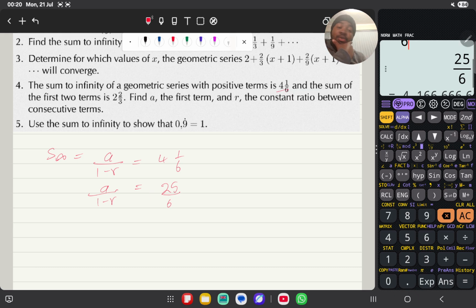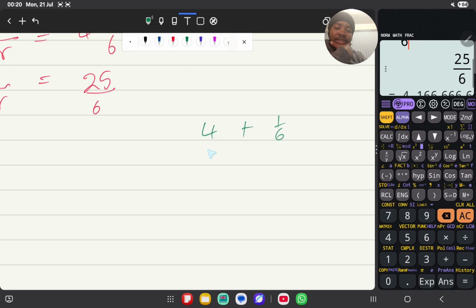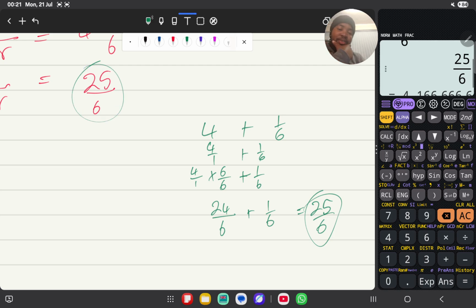But if you don't have your calculator, this is how you can neatly do it. This number is the same as 4 plus 1 over 6, right? Which is the same as 4 over 1 plus 1 over 6. You see the denominators are not the same, so we make them the same by multiplying 4 over 1 by 6 over 6, then plus 1 over 6. Here, 4 and 6 multiplied, 24 over 6 plus 1 over 6, which is 25 over 6. You see, 25 over 6.